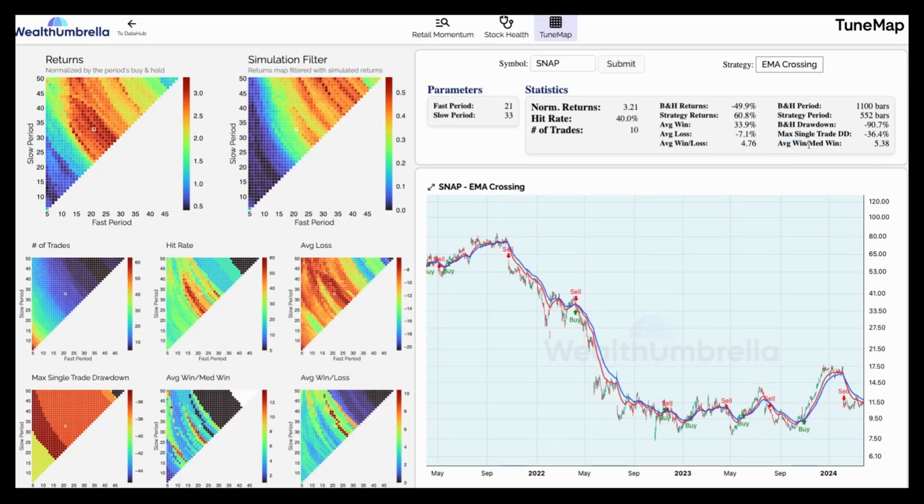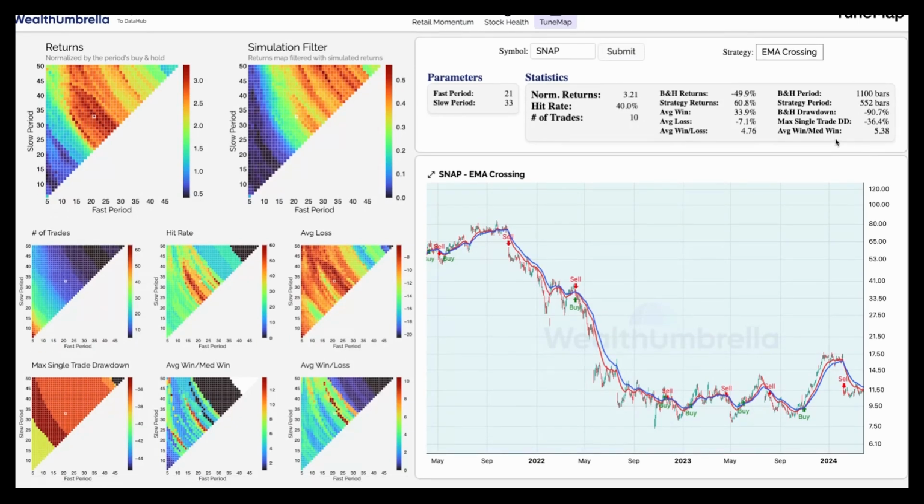And finally, the average win over the median win is exactly the same reason as to why we displayed it on the retail momentum screener. Sometimes a huge win can make the strategy seem better than it is. So if we were just to take the average win of 33%, we might think, oh, every trade might be 34%, but mainly there's one big trade. Here, that's a pretty good example.